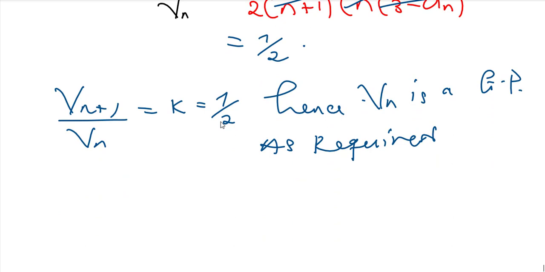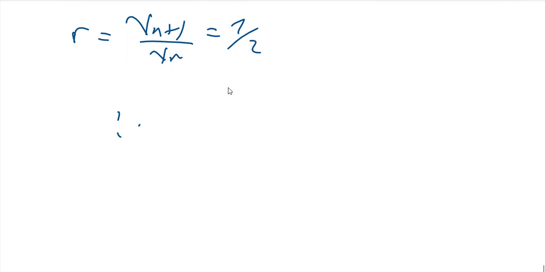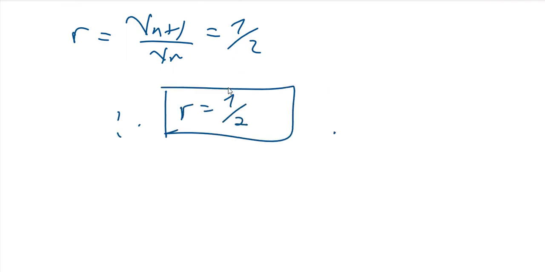Now the next is find the common ratio. So what is the common ratio? The common ratio R is simply Vn plus 1 all over Vn, which is what? Half. So therefore R is equal to a half.